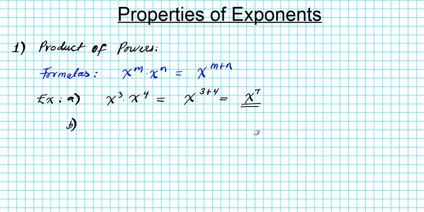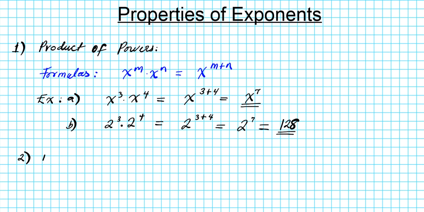Alright, let's take a look at the B part, a numerical example. So what if we have 2 to the third power times 2 to the fourth power? In this case, if we apply the product of powers property, we simply add the powers. 2 to the 3 plus 4, which is 2 to the 7th power. And then you can work this out with your calculator. 2 to the 7th power is 128.